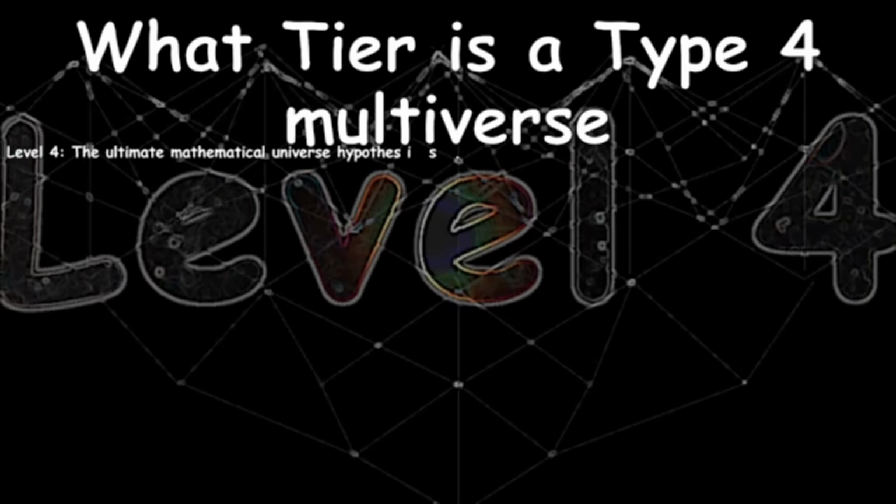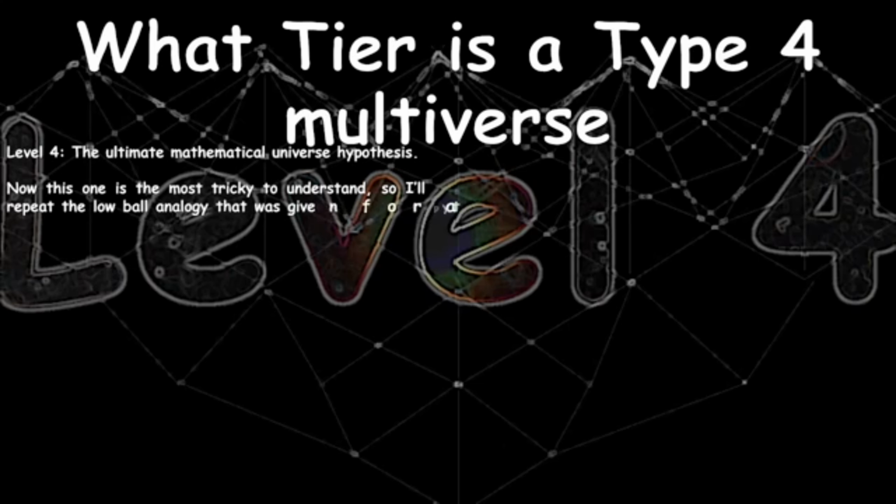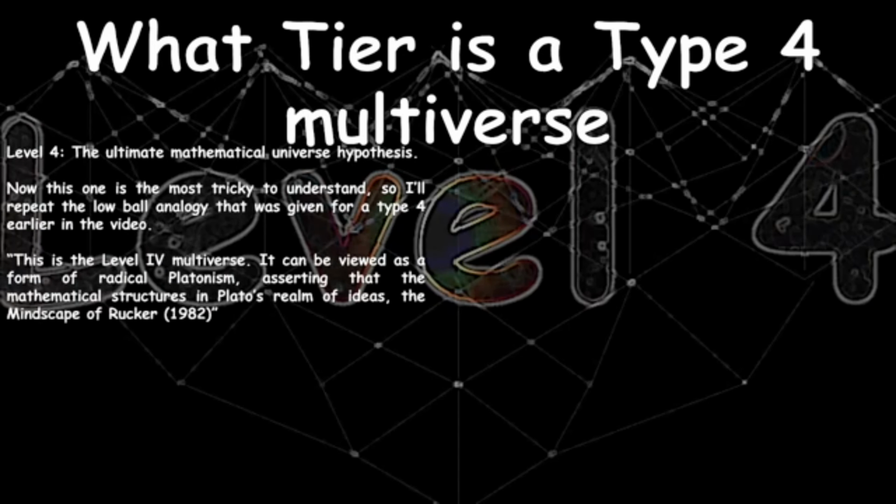Okay, so at the level 4 ultimate mathematical universe hypothesis. Now this one's going to be the most tricky to understand, so I'll repeat the Löbel analogy given for a Type 4 multiverse earlier in the video. This is the level 4 multiverse. It can be viewed as a form of radical Platonism, asserting that the mathematical structures in Plato's realm of ideas, the mindscape of Rucker, 1982.